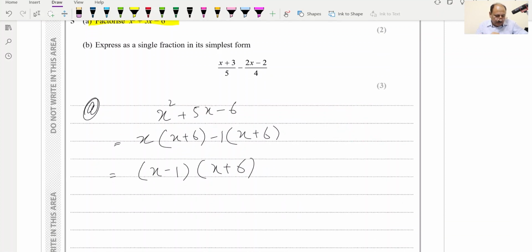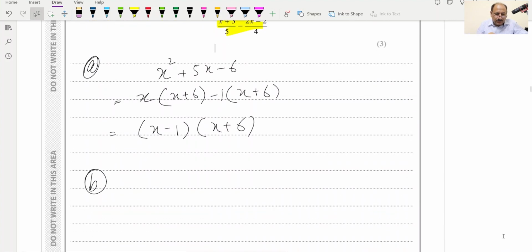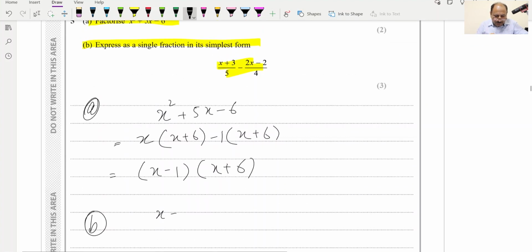And the b part is what? The b part is: express as a single fraction in its simplest form. So this fraction is provided, so we can rewrite this fraction. So x plus 3 over 5 minus 2x minus 2 over 4. So this is basically the fraction.